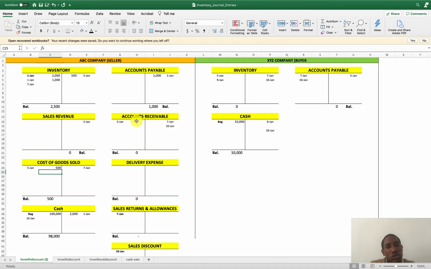Now I come over to accounts receivable and sales revenue. Accounts receivable, I'm not using the cost, I'm using my selling price, which is $750 because this is what the customer owes me. And over here for sales, I have $750 on the credit side. Okay, so it's a two-part entry. The inventory and cost of goods sold, which deals with the cost, and then sales revenue and accounts receivable, which deals with the selling price.